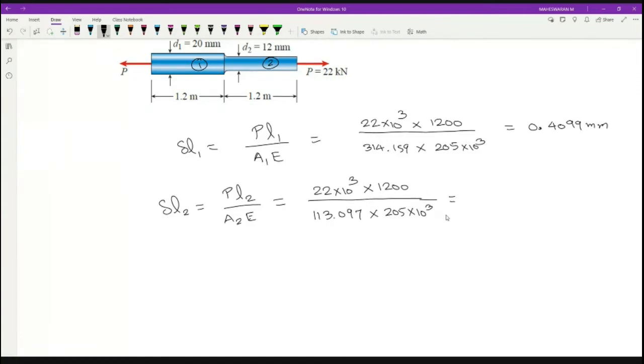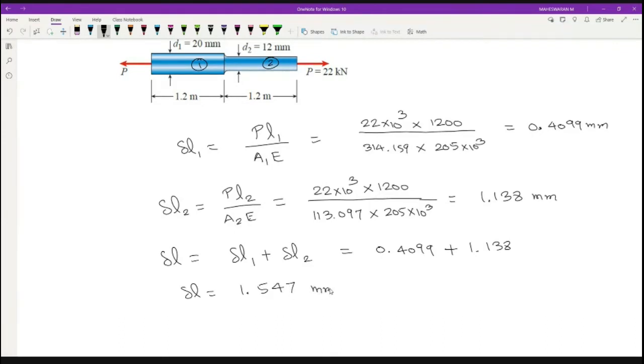So can you tell me what is the value of this del L2? 1.138 mm. Right now, let us identify what is your del L. So del L is the addition of these two, del L1 plus del L2. So both adding, you will get this. This is equal to 0.4099 plus 1.138. So what is your del L? 1.547 mm. So this is my answer for the first subdivision.